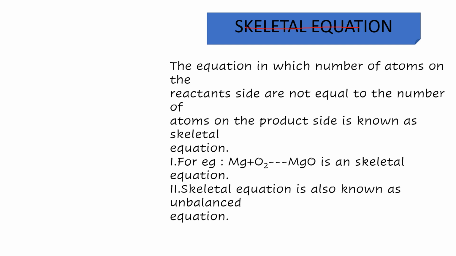Skeletal equation basically means an equation in which the number of atoms is not balanced. We know the number of atoms on both reactant and product side, but they are not in equal number. So we call them skeletal equations. For example, we take the same example again: magnesium and oxygen forms magnesium oxide. Here the number of atoms for oxygen is 2, while on the product side it is only 1. So it is a skeletal equation, which is also known as an unbalanced chemical equation.